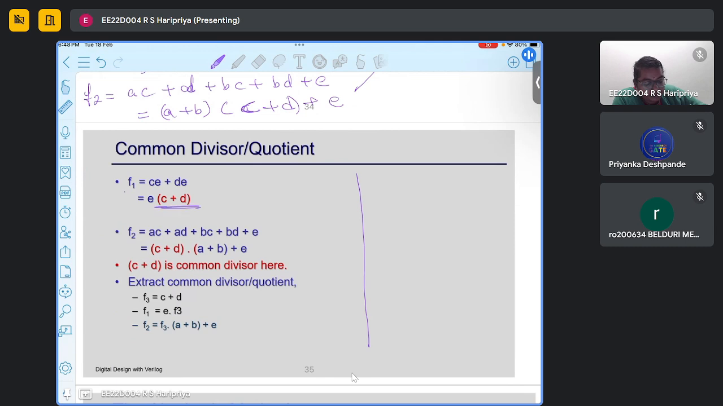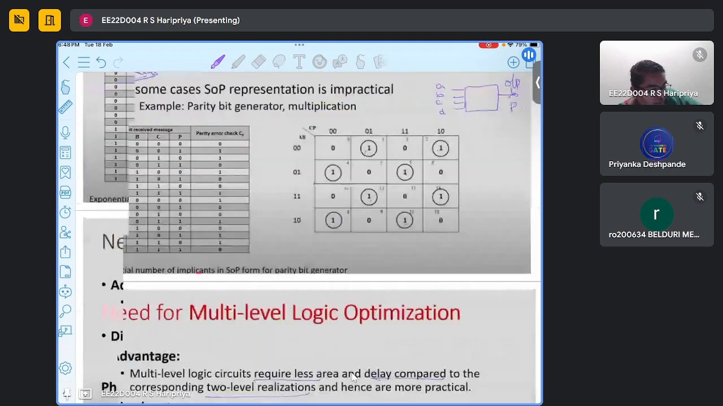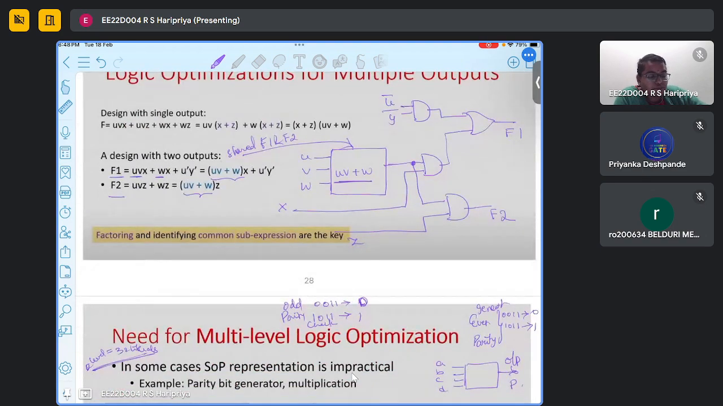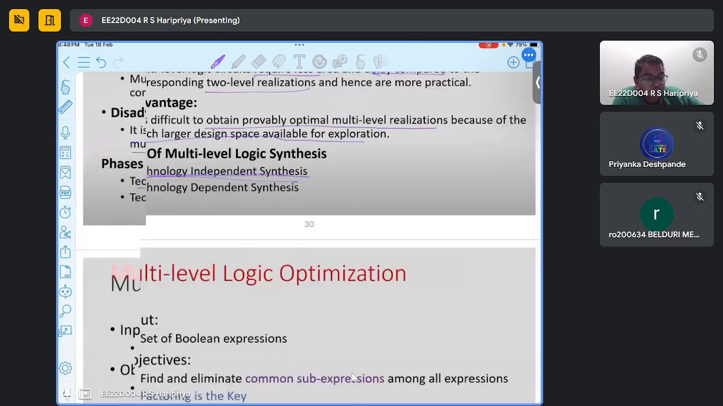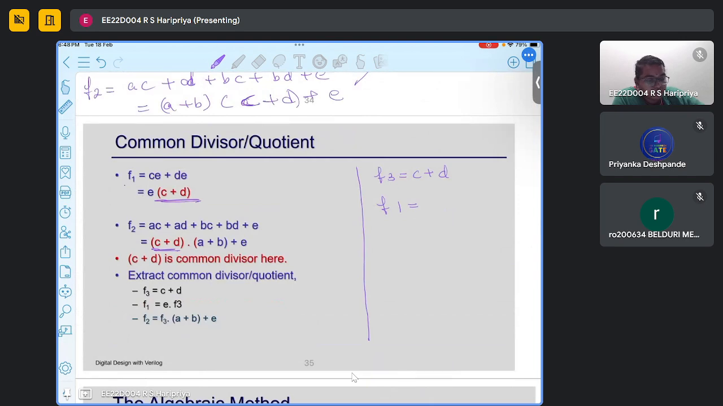So we have seen C plus D is common in both the places. So we can name this, we can compute this C plus D and store it in F3, and not storing, in the sense we can reuse it. How we have reused it here, this UV plus W, we have reused it. In a similar way, here F3 we can reuse. So here we will have F1 is E F3 and F2 is F3 times A plus B plus E. Okay.